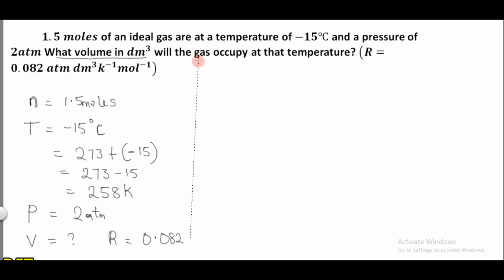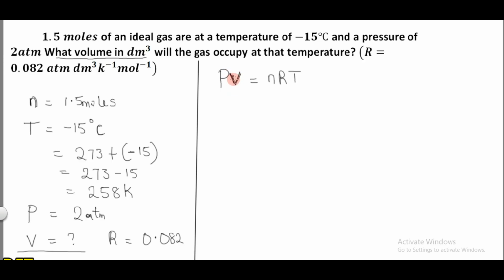So the next thing I would do after writing out the parameters is to write my equation for an ideal gas. The equation for an ideal gas is PV equals nRT. P is for the pressure, V is for volume, n is for the number of moles, R is for the universal gas constant, and T is for temperature in Kelvin. What I'm looking for in this question is V, the volume in dm³. So I would make the volume the subject of the formula.